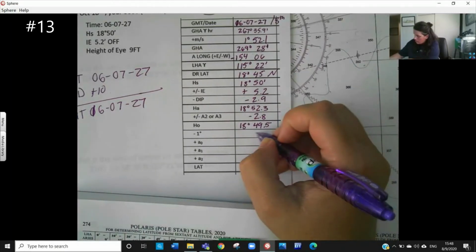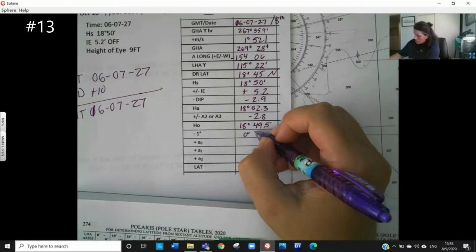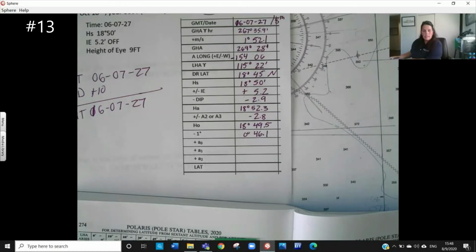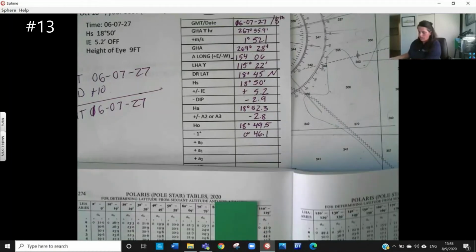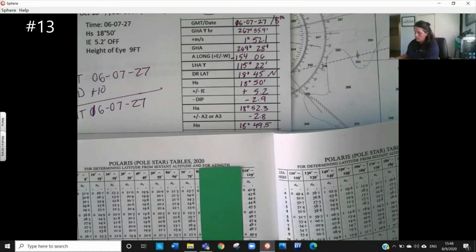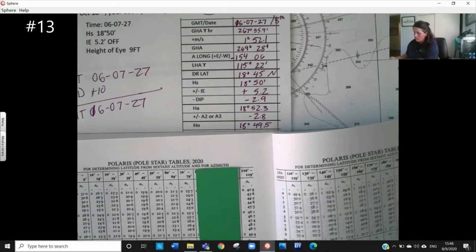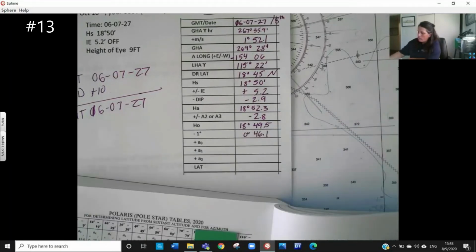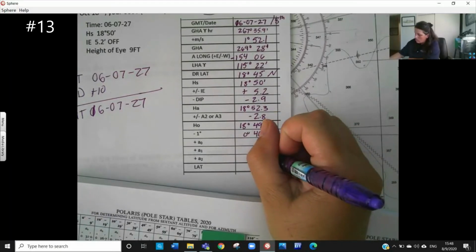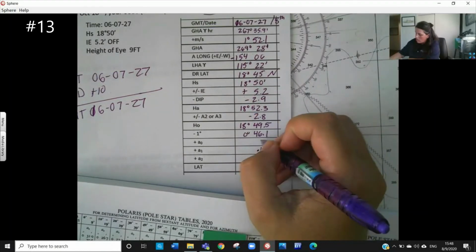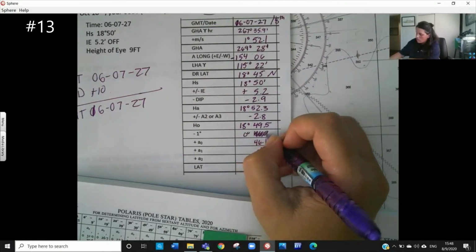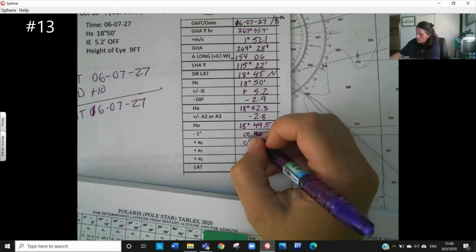So I have 0 degrees, 46.1 as my A0 correction. Following the same column for our latitude, which was right at 18:45, we're going to round that to 20, and I'm going to call that 0.4. This was 46.1. 0 degrees.